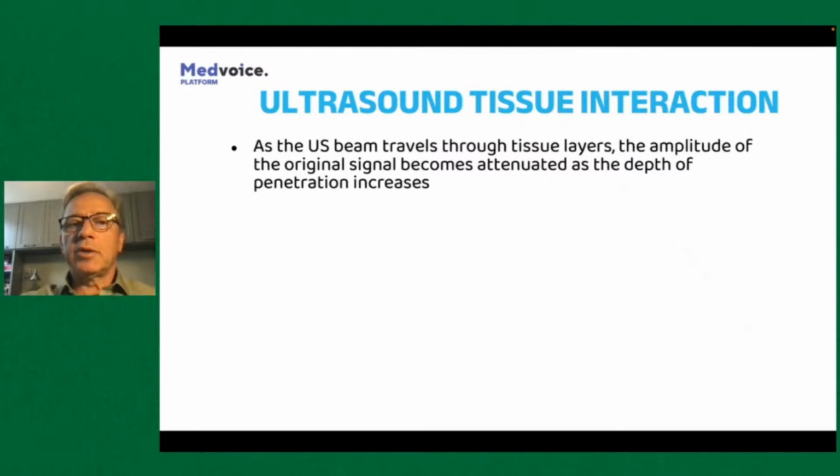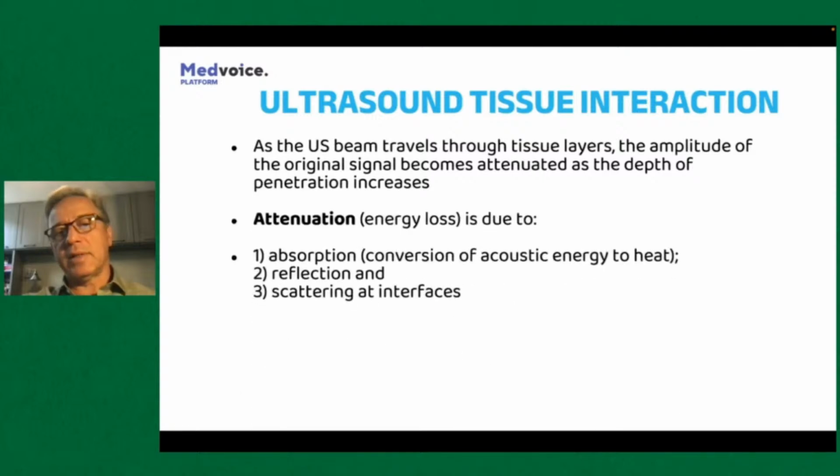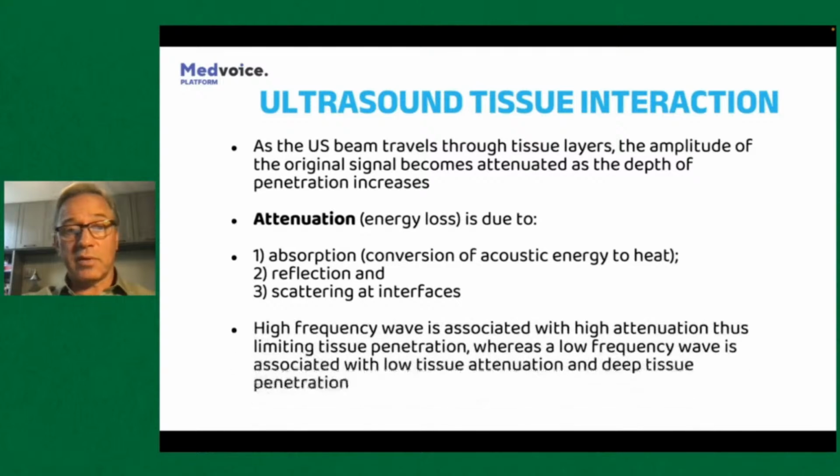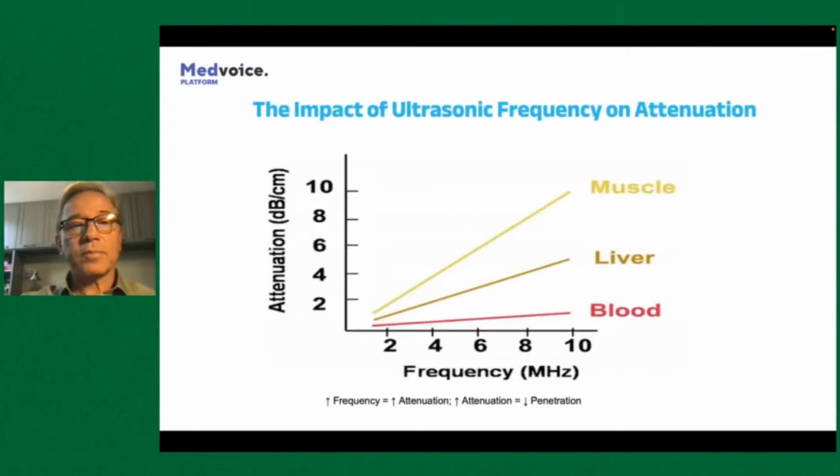Ultrasound tissue interaction. As the beam travels through the tissue layers, the amplitude of the original signal becomes attenuated as the depth of penetration increases. So the bigger the depth, the weaker the signal, basically. This attenuation is due to many factors like absorption, reflection, and scattering at the surfaces, and high frequency waves are associated with more attenuation, limiting tissue penetration. So let's look at what different tissues have an impact on attenuation.